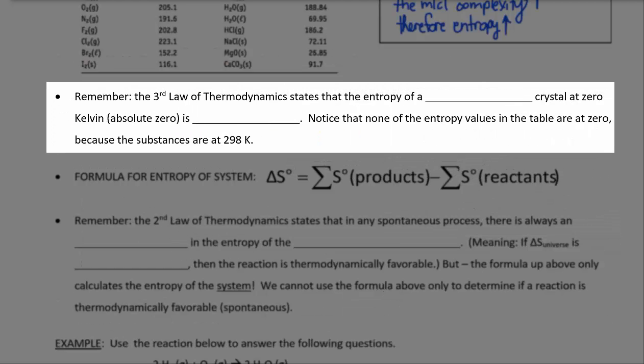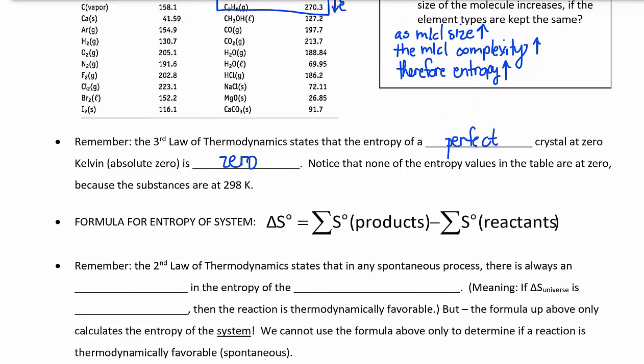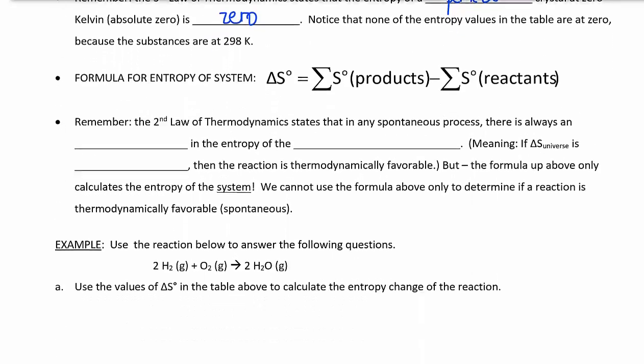Recall the third law of thermodynamics. It states that the entropy of a perfect crystal at 0 Kelvin is 0. Notice that none of the entropy values in this table is 0. And that's because all of these substances are at 25 degrees C or 298 Kelvin. They're not at 0 Kelvin.